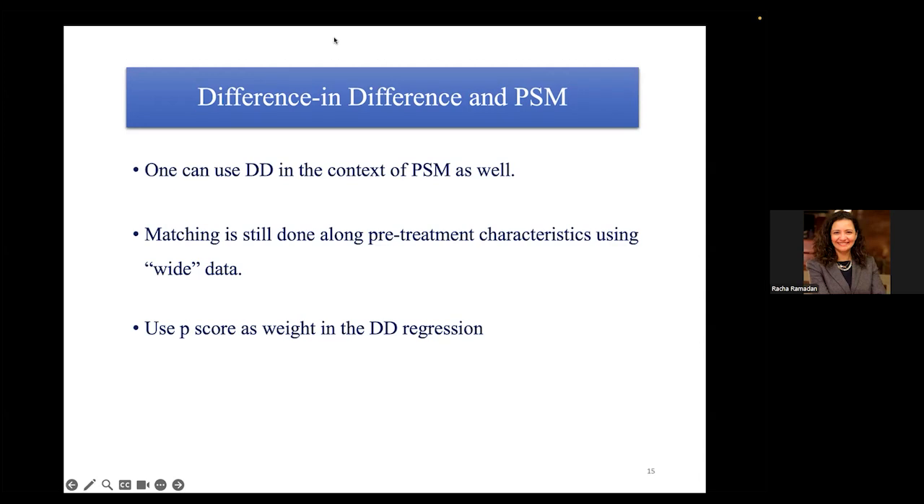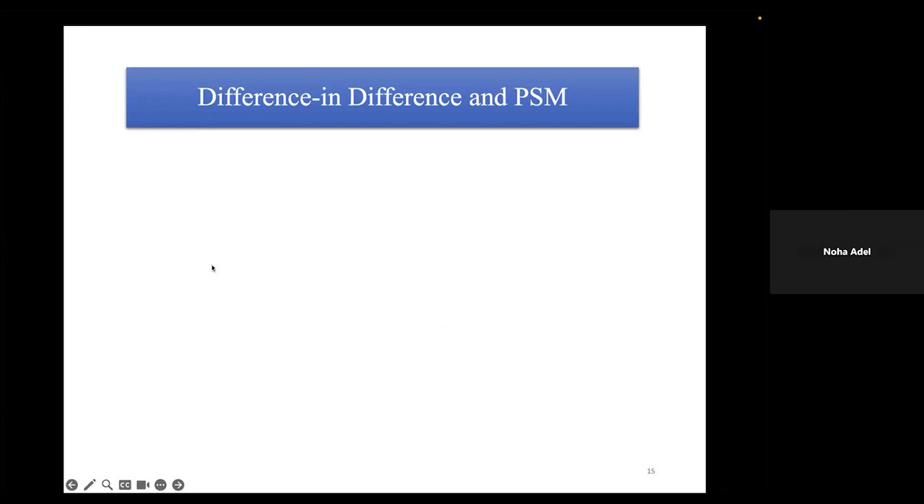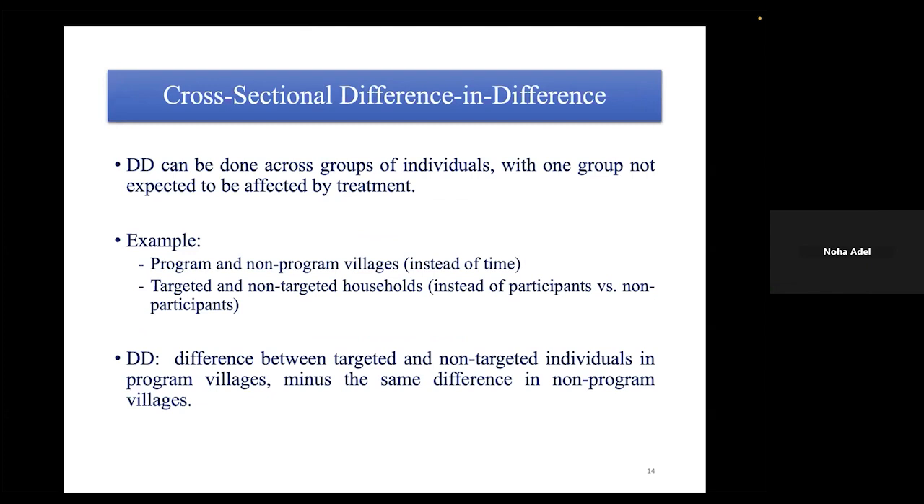Yes, sure, Noha. You want to add something on the previous slide? Yes, in the previous slide of the cross-section difference. Okay. So what I understood is that we will have the difference in village B between the treated and the non-treated, and then we'll have the difference in village A between the both untreated, and then we'll get the difference between the two differences, right?